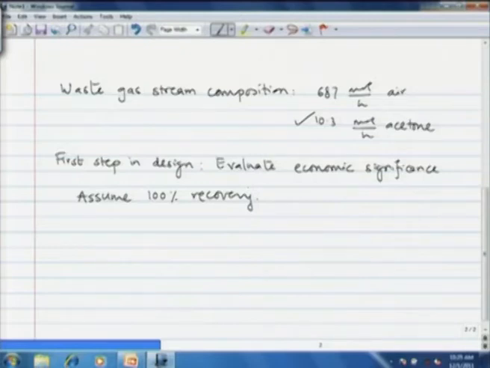Now, let us apply the hierarchical approach to the process design. The first step is batch versus continuous. So, let us say that this process is a continuous process, therefore, we have to operate absorber in continuous mode. Now, having said this, we have to draw the input output structure of the flow sheet. In this case, the input stream is the waste gas stream and the output stream will be only air after recovery of all acetone.